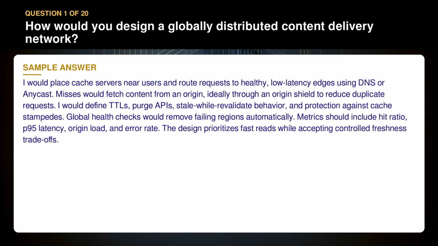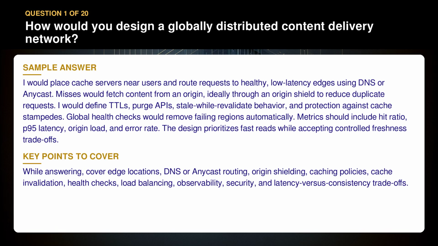Global health checks would remove failing regions automatically. Metrics should include hit ratio, P95 latency, origin load, and error rate. The design prioritizes fast reads while accepting controlled freshness trade-offs. While answering, cover edge locations, DNS or Anycast routing, origin shielding, caching policies, cache invalidation, health checks, load balancing, observability, security, and latency versus consistency trade-offs.